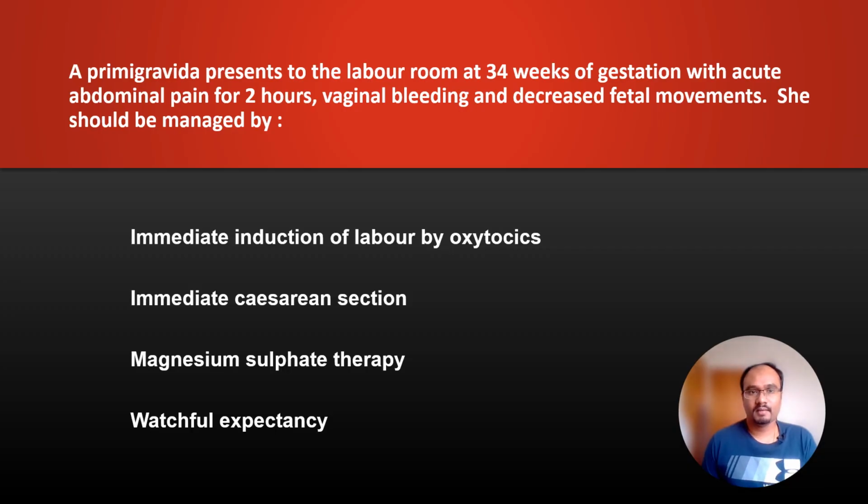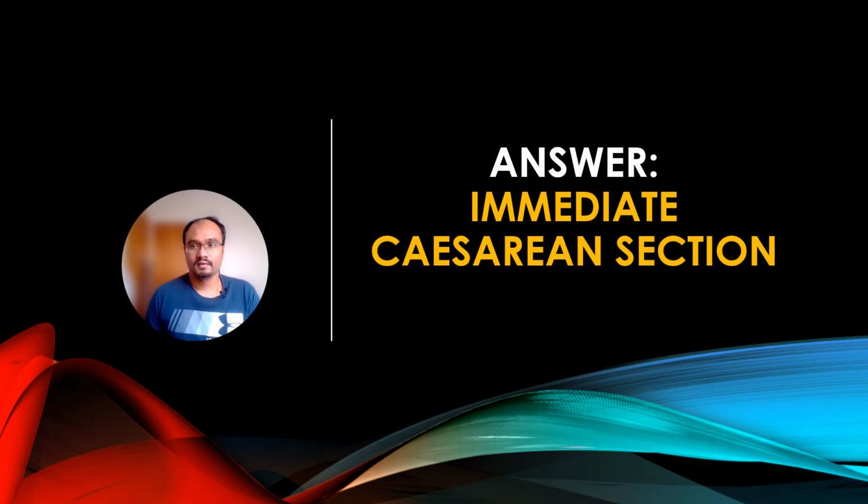A primigravida presents to the labor room at 34 weeks of gestation with acute abdominal pain for 2 hours, vaginal bleeding, and decreased fetal movements. She should be managed by, and the options are immediate induction of labor by oxytocics, immediate cesarean section, magnesium sulfate therapy, watchful expectancy. And the correct answer is immediate cesarean section. So let us go to the next question.